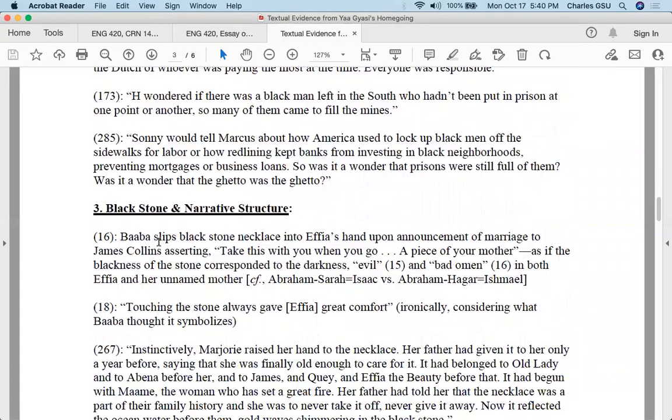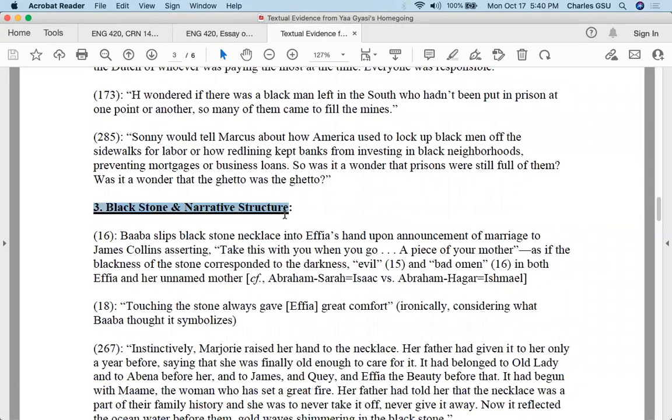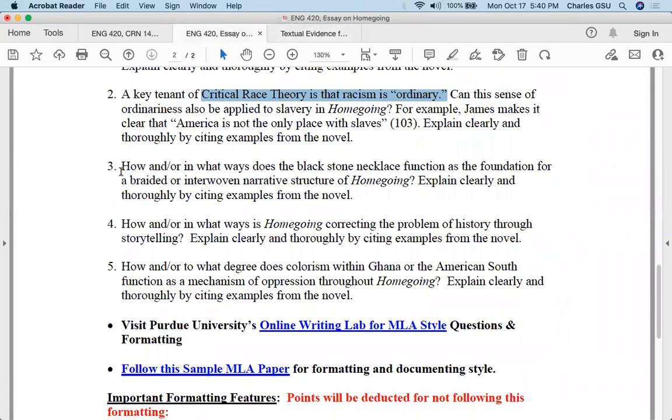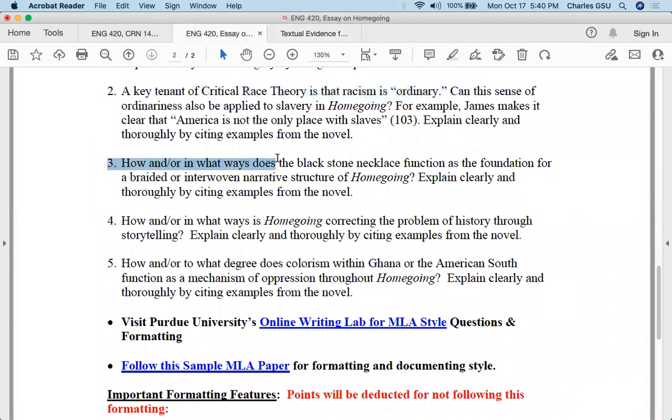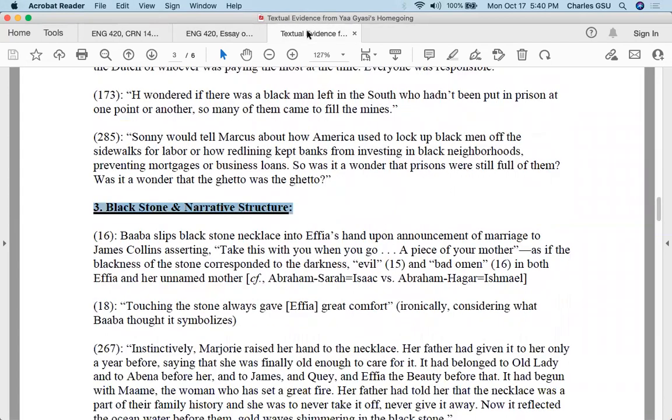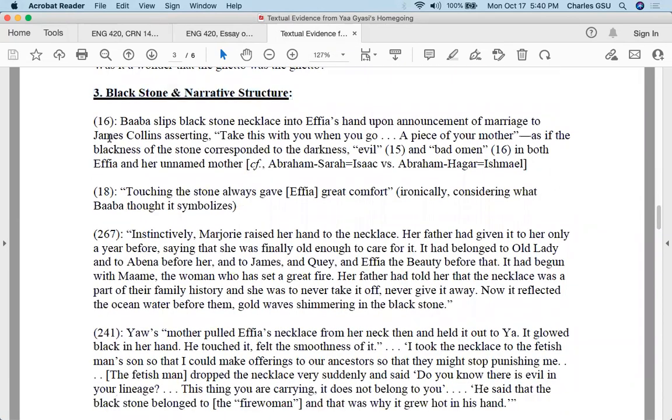So let's move on to the third essay question with some examples, and that is, again, how or in what ways does the Black stone necklace function as a foundation for a braided or interwoven narrative structure? I already showed you some possible themes that you could key on, but here are some examples of the Black stone itself in the novel.